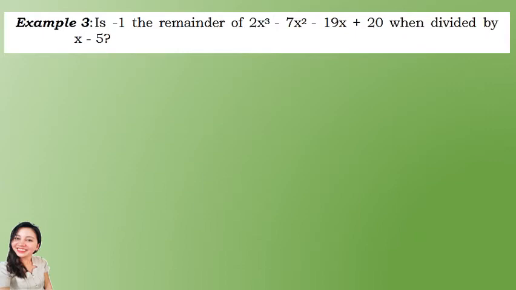Is negative 1 the remainder of 2x cubed minus 7x squared minus 19x plus 20 when divided by x minus 5? This is answerable by yes or no, of course with a supporting solution. You must show your solution. Again, you may use synthetic division or the remainder theorem. For this example, we are going to use the remainder theorem.